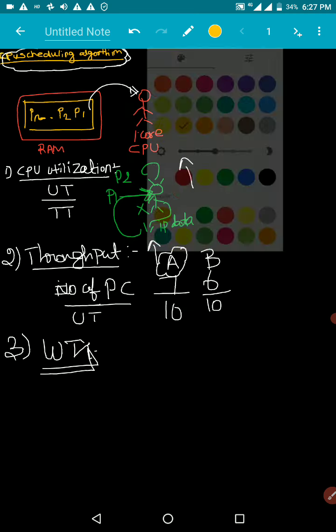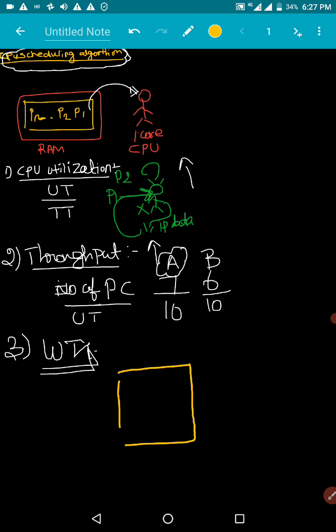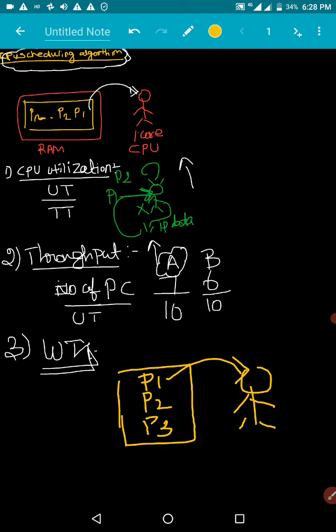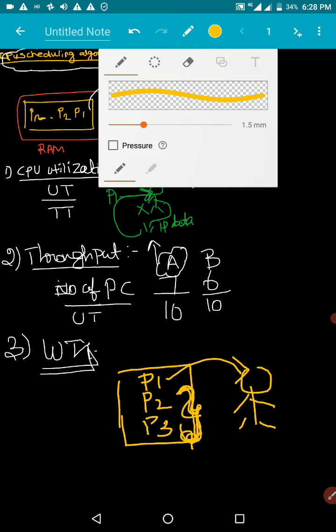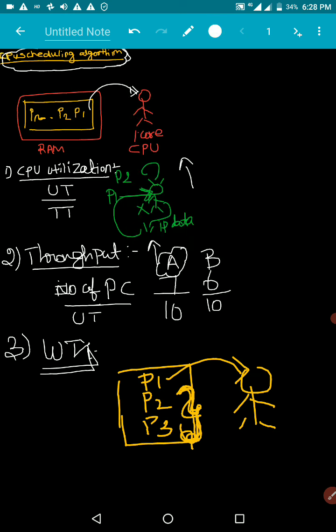For simplicity, this is the RAM with processes P1, P2 and P3. Assume they are using a single core CPU, so at a time only one process is executing. Suppose the CPU selected P1 and is executing it. At that time P2 and P3 have to wait. This time is called waiting time, which means how much time the process waits in the ready queue residing in RAM. The waiting time should also be minimal.